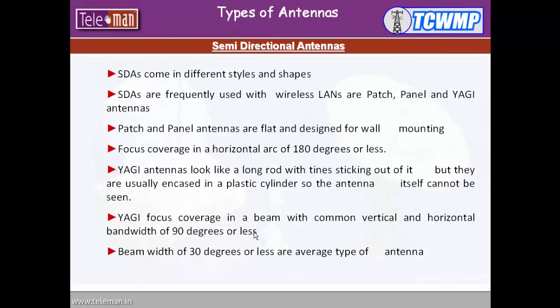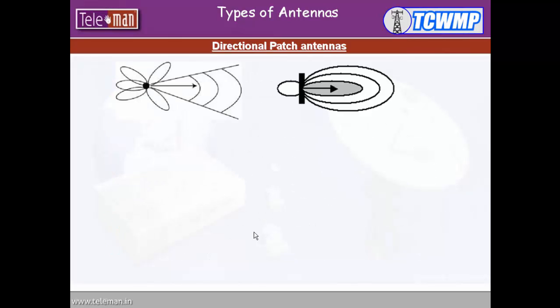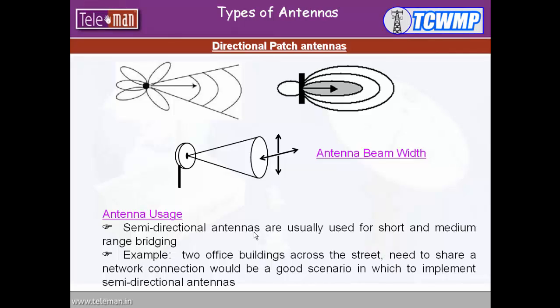So normally you might have seen these as TV antennas. Those are a type of Yagi antenna. A beam width of 30 degrees or less is the average for antennas of this type. So we'll discuss directional patch antennas and the usage of these directional patch antennas.